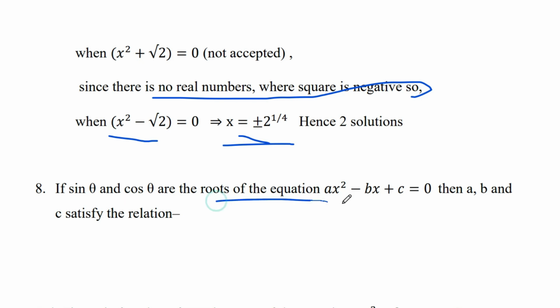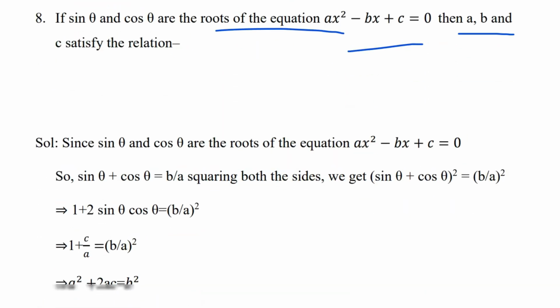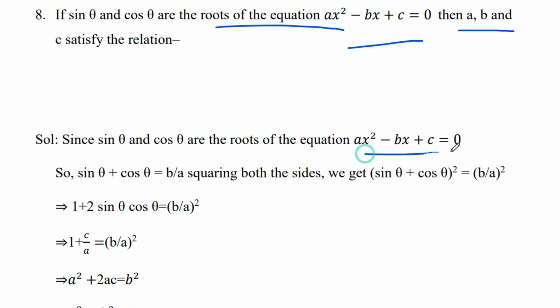Next question is, if sine theta and cos theta are the roots of the equation ax square minus bx plus c equals 0, then a, b and c satisfy the relations. Simply calculate the sum of roots and the product of roots, and then simplify. Sum of roots, sine theta plus cos theta, will equal b upon a, and sine theta into cos theta will equal c upon a.